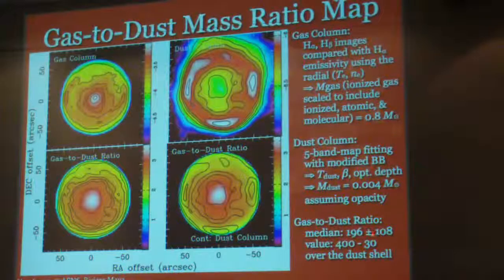So the median is 196 plus or minus 108, but the actual value varies from 30 at the edge to 400 at the inner edge of this dust ring. So the gas to dust mass ratio varies a lot, even within this dust ring. So using just one number for the gas to dust mass ratio may not be such a good thing, but that's something that we will follow up on.